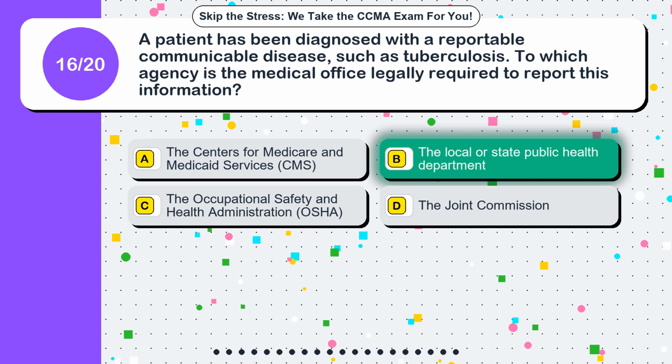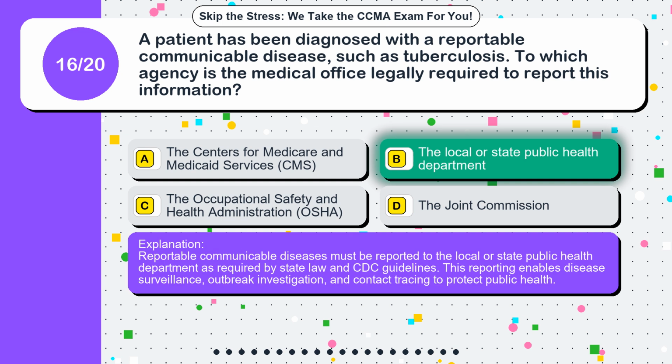The correct answer is option B. The local or state public health department. Reportable communicable diseases must be reported to the local or state public health department as required by state law and CDC guidelines. This reporting enables disease surveillance, outbreak investigation, and contact tracing to protect public health.